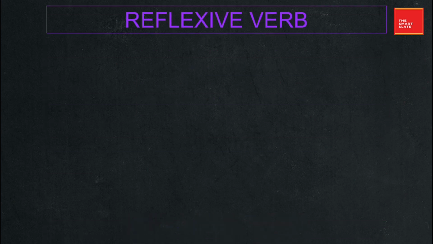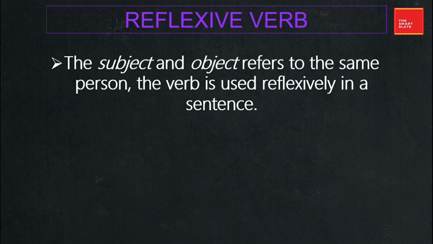Next type here is the reflexive verb. As we can understand from the word reflexive, the subject and object refer to the same person, or the verb is used reflexively in a sentence. Like subject and object are referring to the same person. I covered myself. Subject is also I and the object is also myself. I and myself. So the verb used here, covered, becomes the reflexive verb.